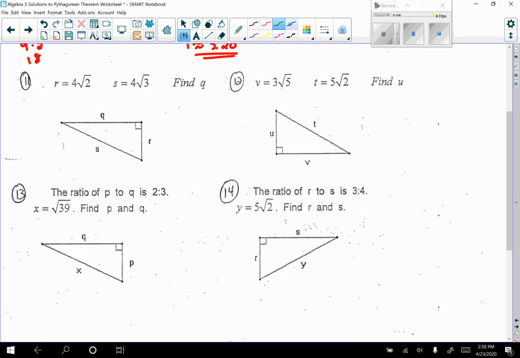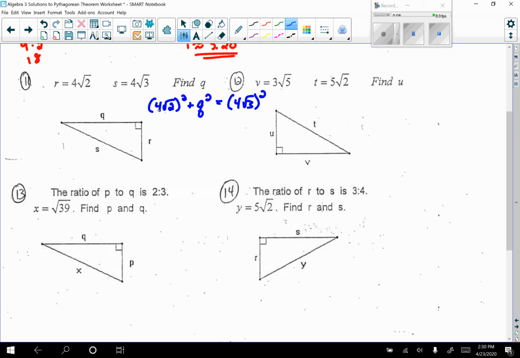All right, for number 11, we see r is 4 radical 2. Now the hypotenuse is s. So here we're going to write that r squared, actually the 4 radical 2, plus q squared is going to equal 4 radical 3 squared.